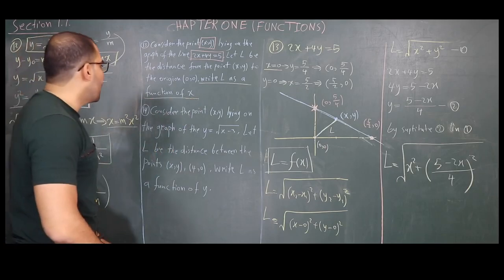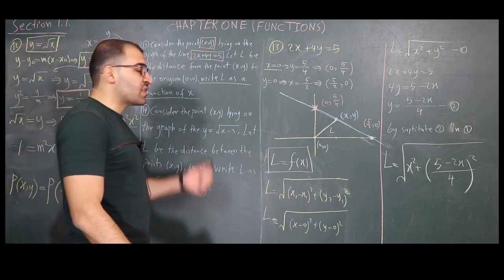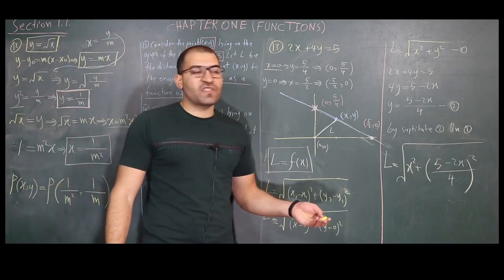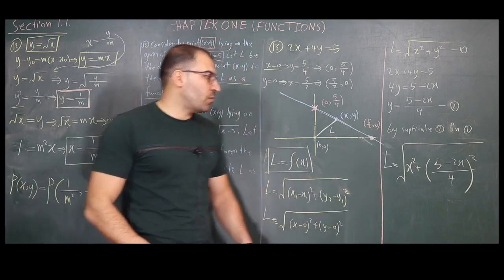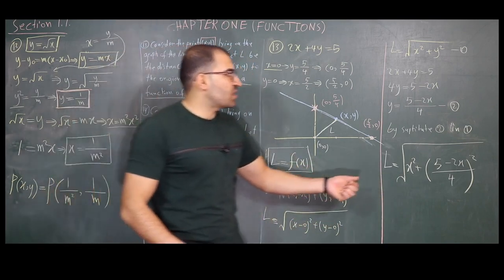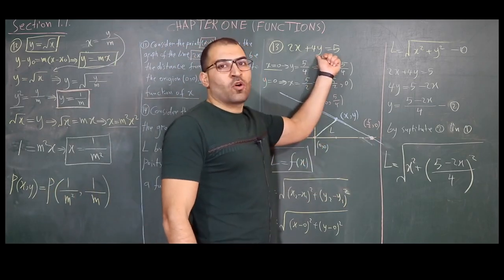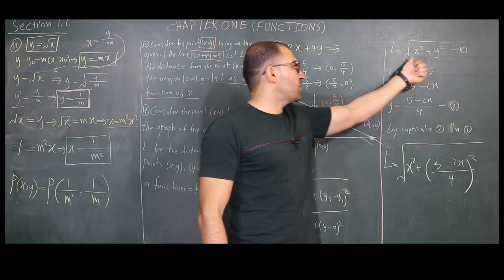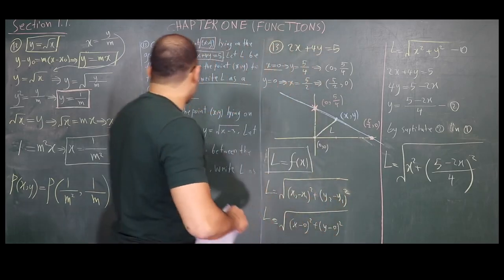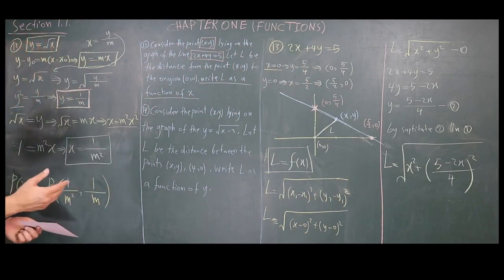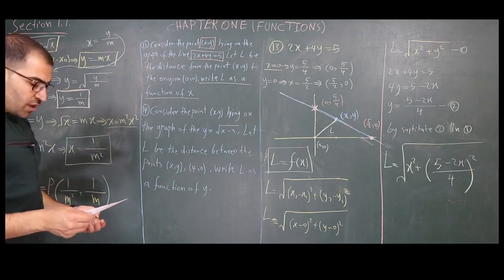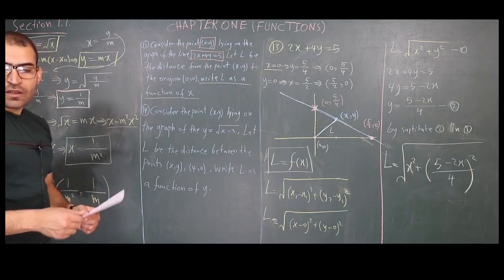Okay, write L as a function of x. He could have said express L as a function of the variable y, and it's too easy. I can just find x from the line and substitute it here, and the result will be as we predicted or imagined.